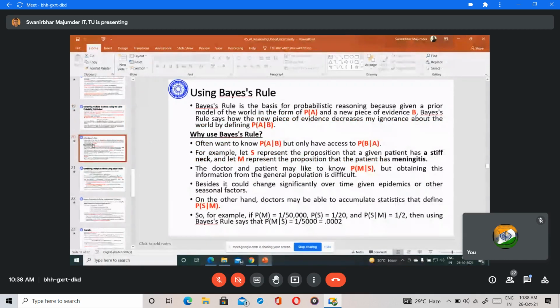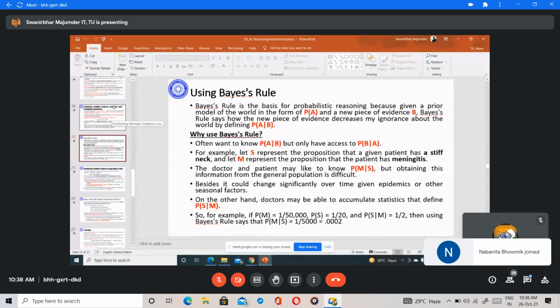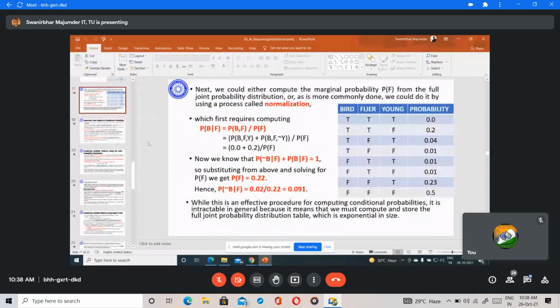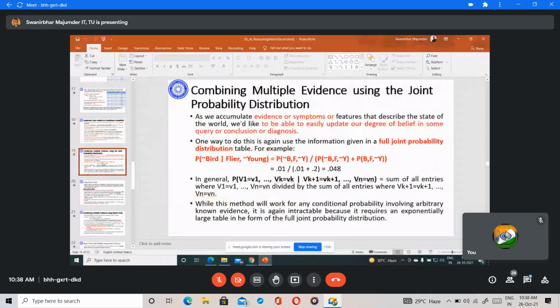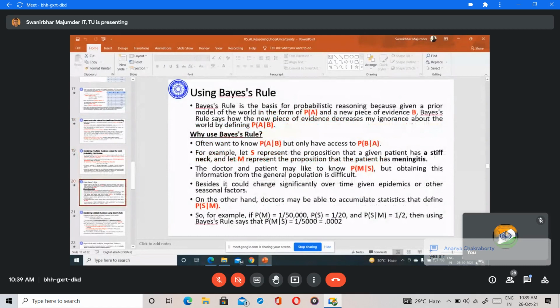Okay, sir. And did I take up the Bayes rule and other things? Stiff neck, meningitis, did I discuss that? I think no, sir. Okay. Up to this, I think I had discussed. Conditional probability, posterior probability, Bayes rule, these parts. Yes, sir, it's done. Okay, I think up to this bird flyer young, the Bayes rule was left, I guess. I'll start with the Bayes rule.